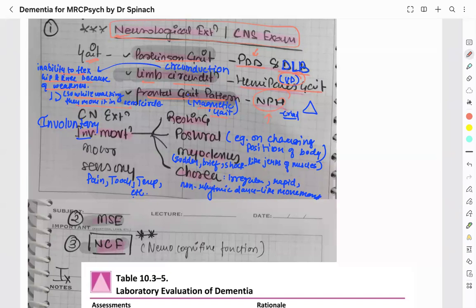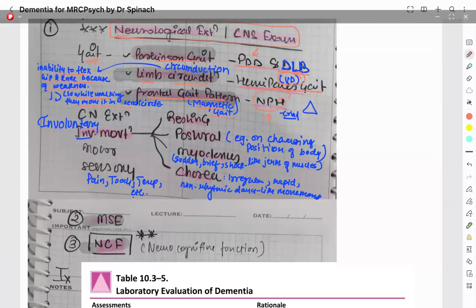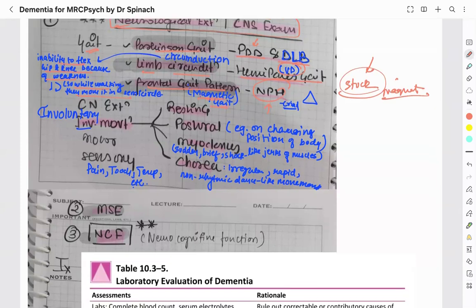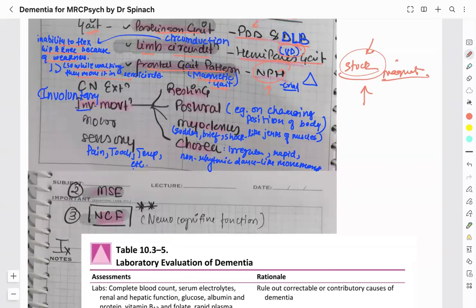Can you describe what it is? Because they won't be able to lift their leg upwards, so they'll be dragging the feet. That is how I understood it. It's like their leg is stuck like a magnet. So that is why it is called magnetic gait. So they just drag it forward. Okay, got it.